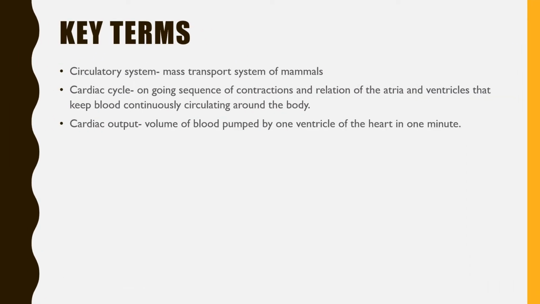Key terms: circulatory system, mass transport system of mammals. Cardiac cycle, ongoing sequence of contractions and relaxations of the atria and ventricles that keep blood continuously circulating around the body. Cardiac output, volume of blood pumped by one ventricle of the heart in 1 minute.